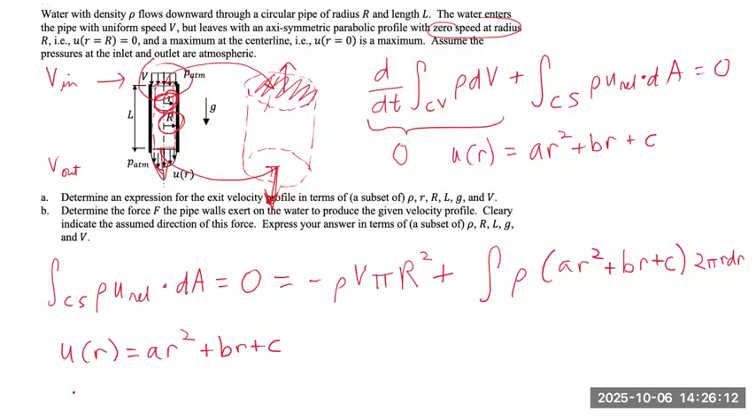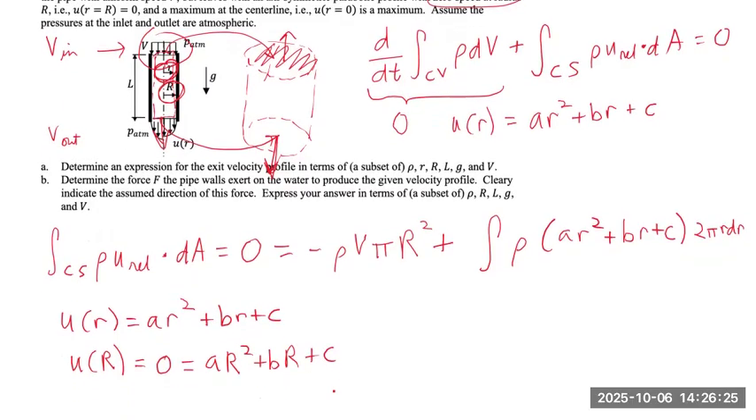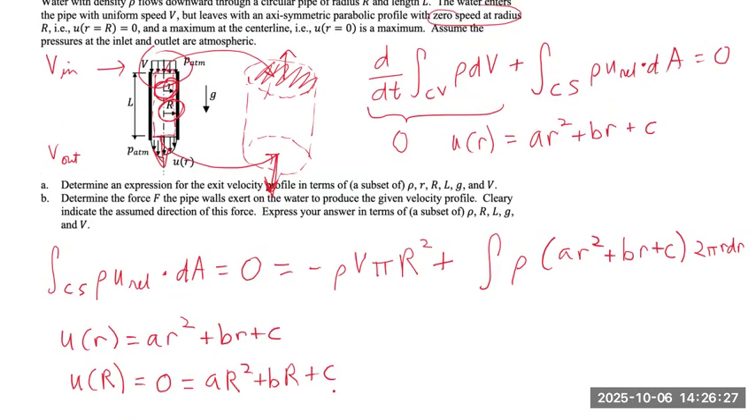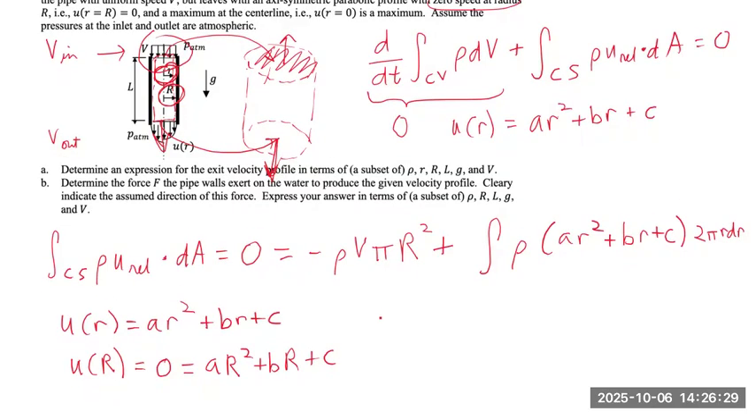So we at least know one condition, and that is that u(R) is equal to 0, which is equal to AR squared plus BR plus C. And it's also maximum at the center line. This is helpful because at the center line, it's maximum, which means that the slope is actually 0 there. In a parabolic distribution, when it's maximum, the slope is 0 at that point.